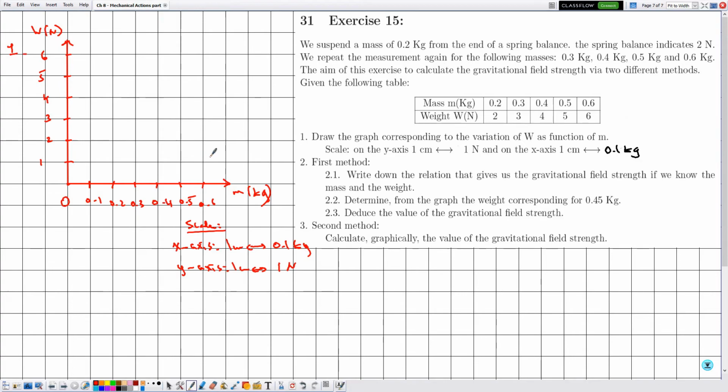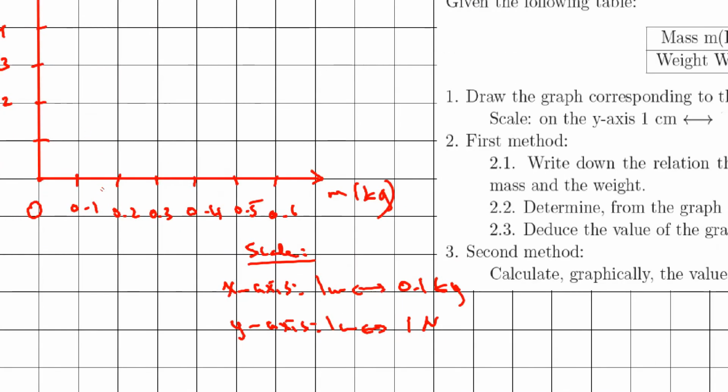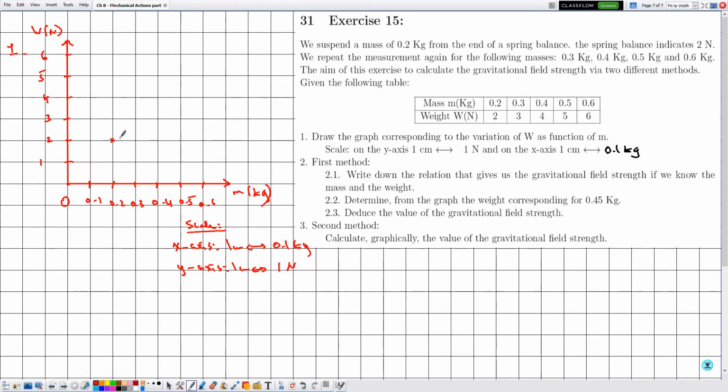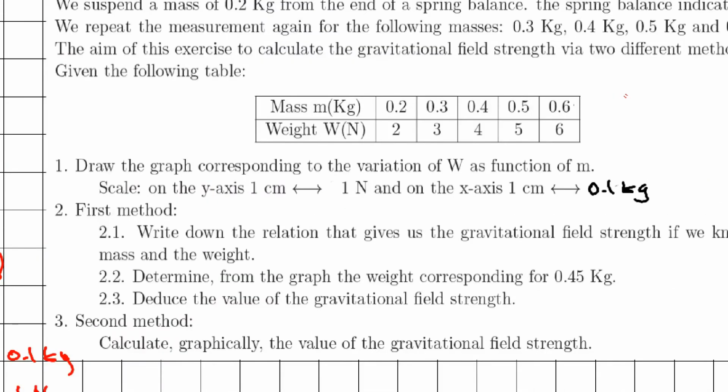Now let's plot the points. For 0.2 we have 2, this is the first point. For 0.3 we have 3. For 0.4 we have 4. For 0.5 we have 5. And for 0.6 we have 6.